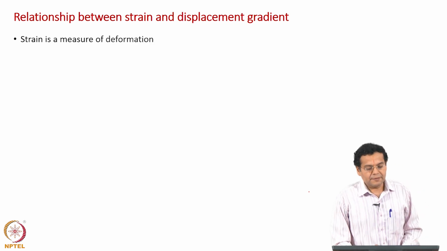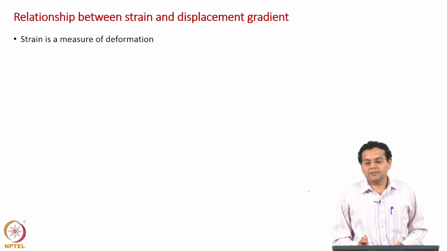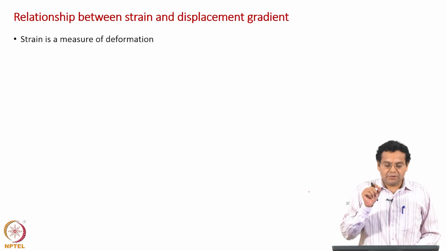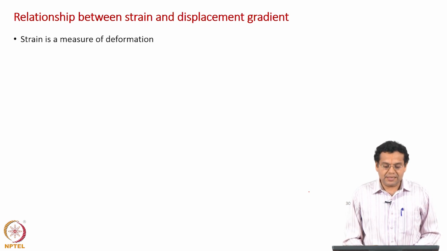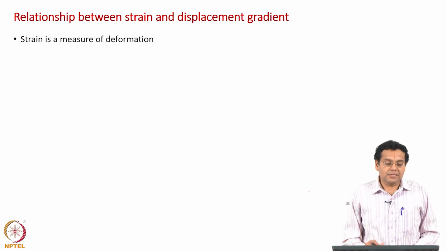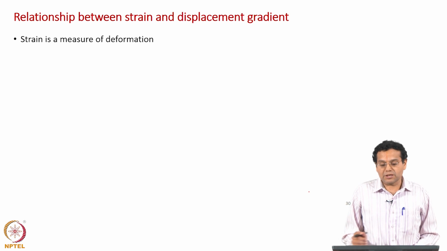This we have seen already. We introduced deformation, which are change in length, change in angle, and strain is a measure of deformation, which means that we first introduced change in length, change in angle, but we need to quantify it, and quantification was through strain, namely normal strain, shear strain. That is the meaning of the statement, strain is a measure of deformation.